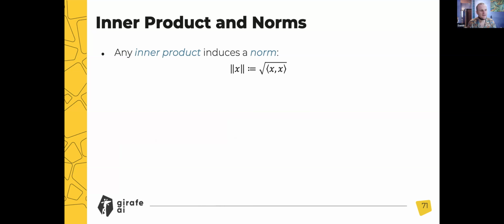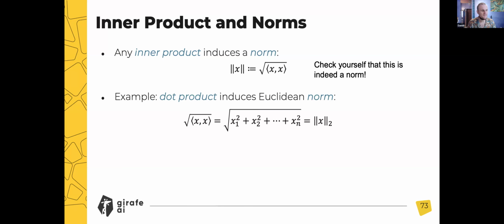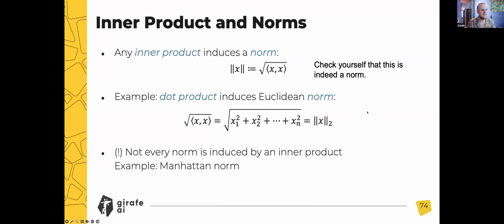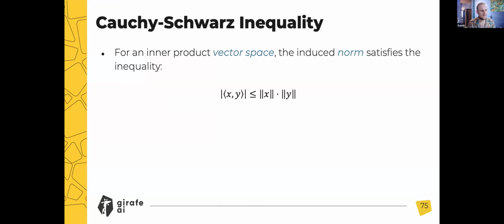Generally, a norm is induced by any inner product. For example, if we have x, it's a norm. We just take an inner product and take a square root of that. For example, a dot product induces a Euclidean norm. But not every norm is induced by an inner product. For example, the Manhattan norm, or L1, is not induced by an inner product. Not that it's that important, but still a cool thing to remember.